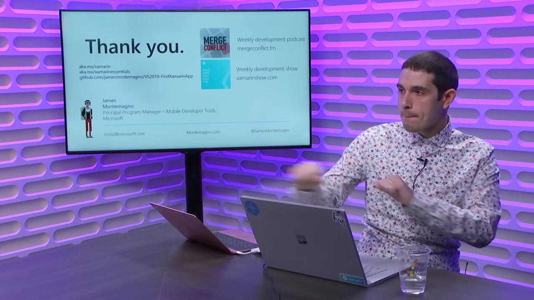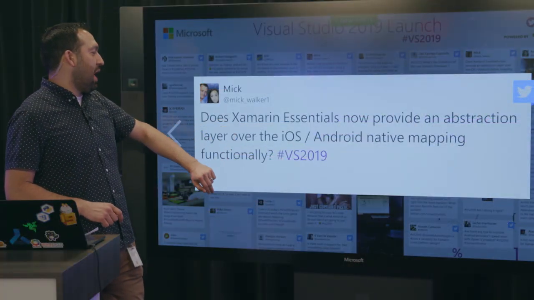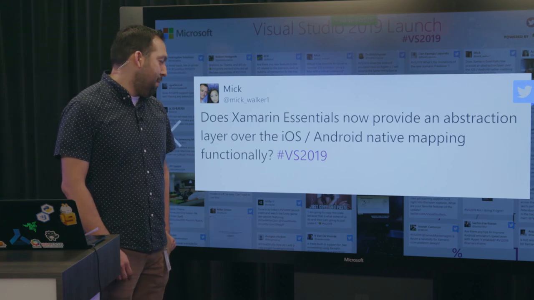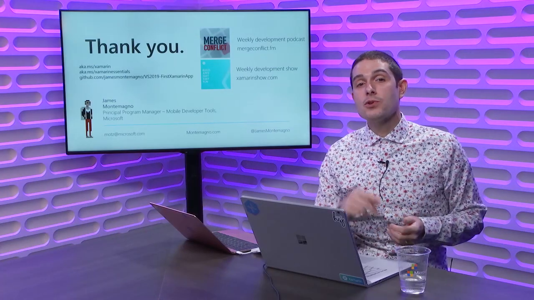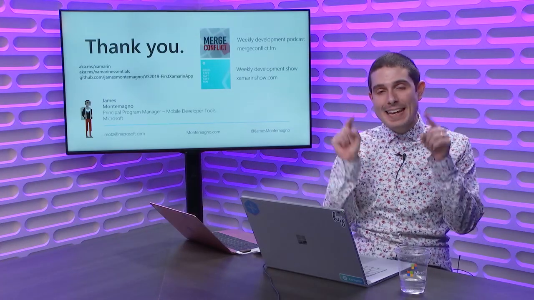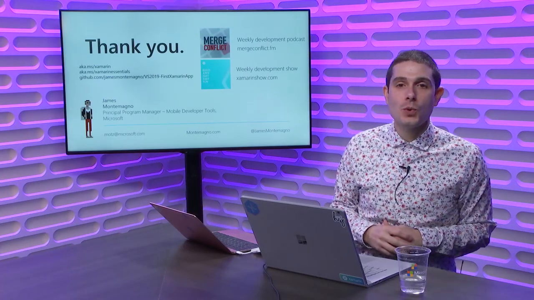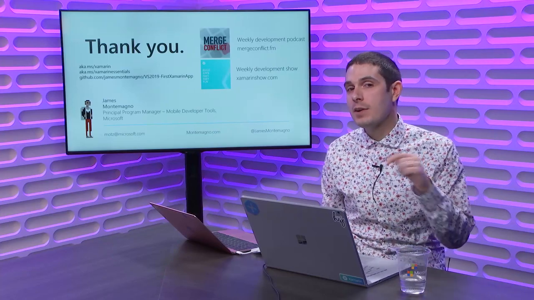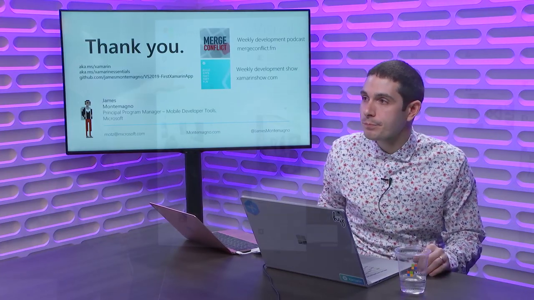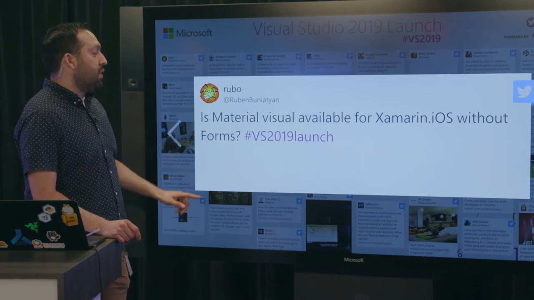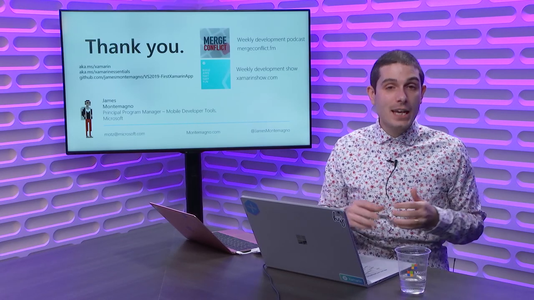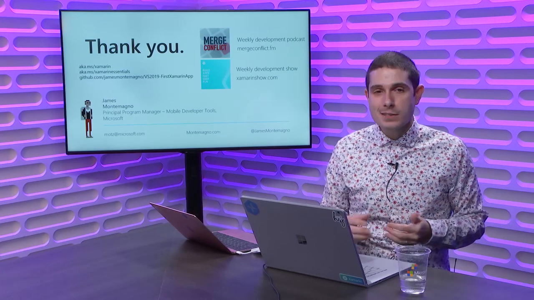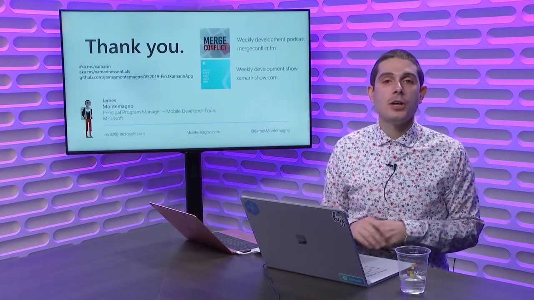Awesome. Rapid fire, because we're running out of time. Does Xamarin Essentials now provide an abstraction layer over the iOS and Android native mapping functionality? Absolutely, yes. It supports iOS, Android, and UWP. It's included in every single template inside of Visual Studio 2019. It's completely open source and available in GA today. Is Material Visual available for Xamarin.iOS without Forms? Absolutely. You can grab the package called Material iOS. You can tweet at me afterwards, but it's available on NuGet.